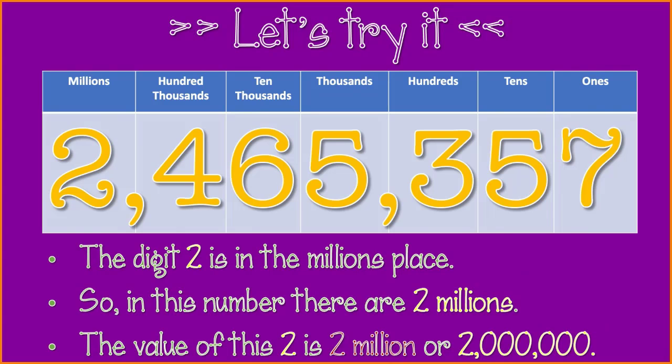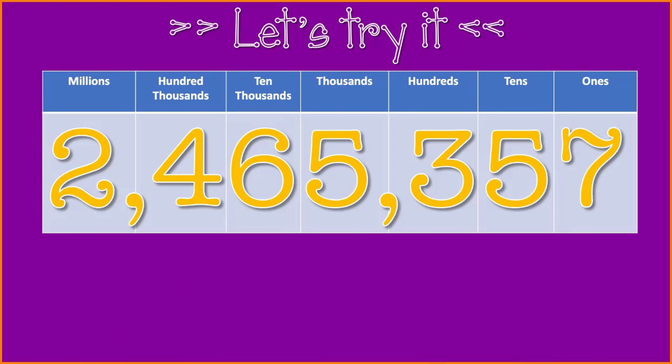Let us look at another example. Look at the digit 2. What is the value of this digit? The digit 2 is in the millions place value. So in this number, there are 2 million. The value of this digit 2 is 2 million.